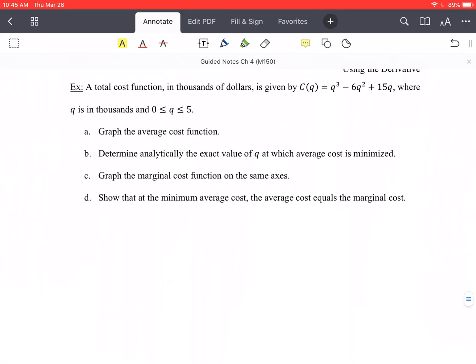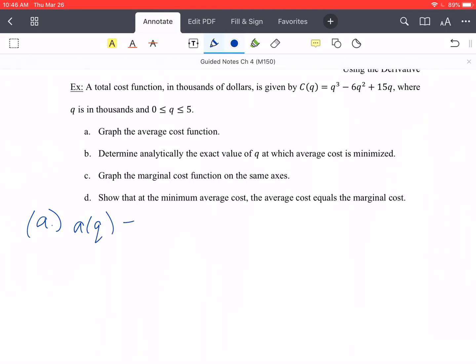Okay, so before we get to the graph, because I want to do that on Desmos, let's just find the average cost first. So for part A, let's just find average cost, and then we'll graph it in a minute. So that's going to be q cubed minus 6q squared plus 15q all over q. Okay, divide that factor of q out, so we're left with q squared minus 6q plus 15. Okay, so it is parabolic.